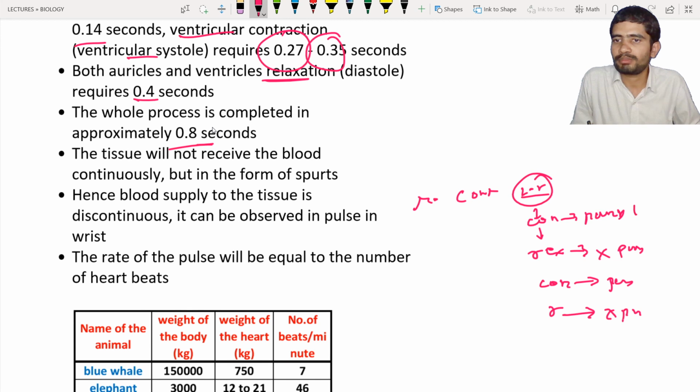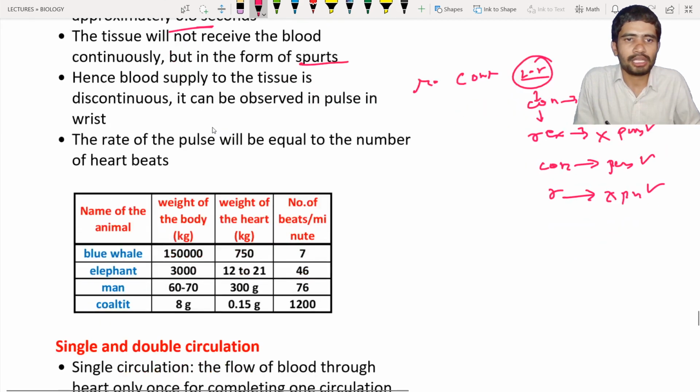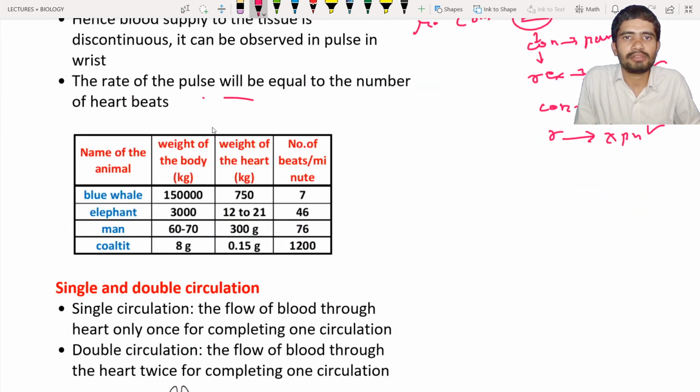So here you can see there is a discontinuous supply of blood to the tissue, or you can say it is in spurts. Spurts means little by little. Okay, this is known as discontinuous blood supply to the body. And here you can see the rate of pulse will be equal to the number of heartbeats.